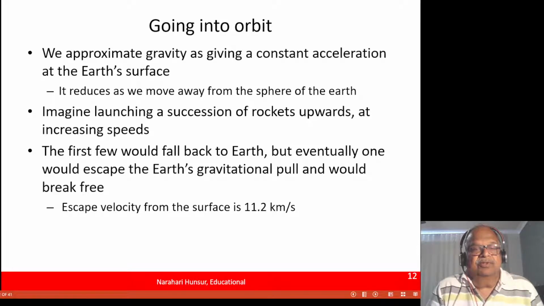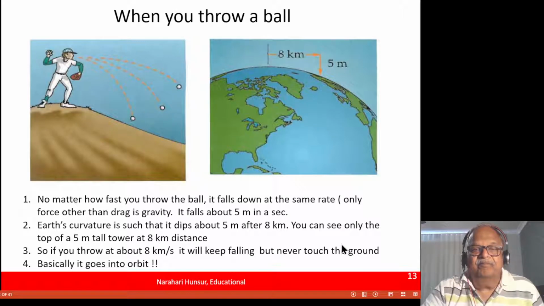But suppose you throw it at 11.2 kilometers per second, which of course is absurd. Nobody can do that kind of thing. But imagine you have some mechanism of shooting the cricket ball into space at 11 kilometers per second. Then it will overcome the Earth's gravity and will not fall back to Earth. So, what do we mean, will not fall back to Earth?